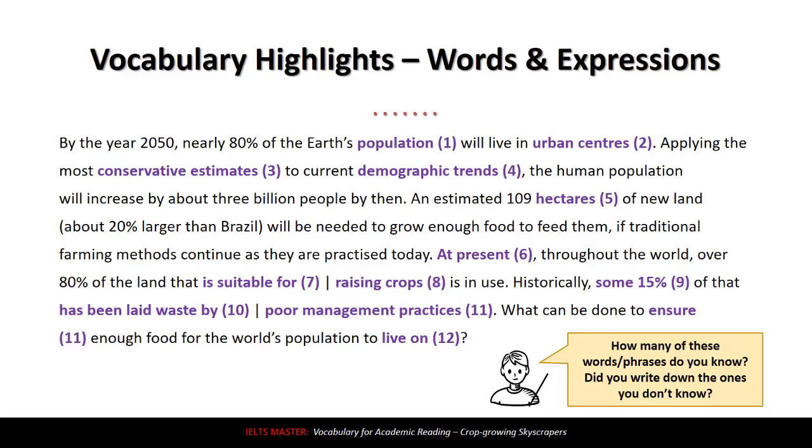Next, number 6, at present. Now this doesn't seem too difficult, but this is a nice phrase. Maybe you can use it in your writing. At present means now. Now, nowadays, in the current time.